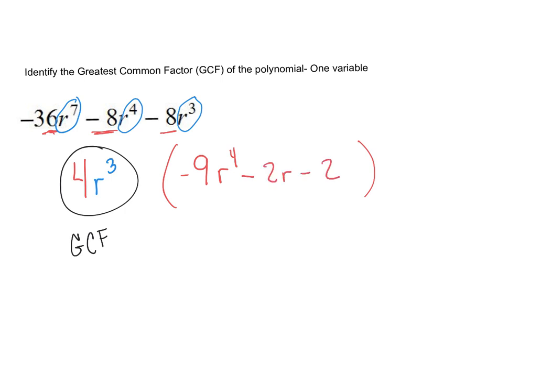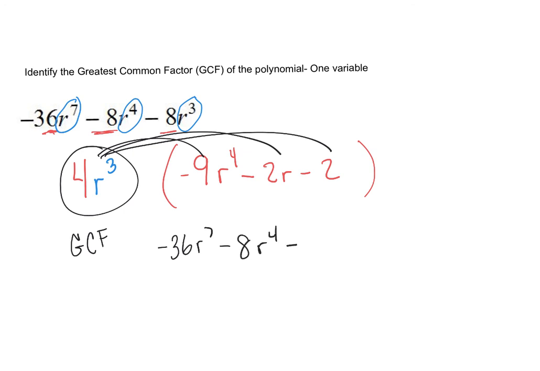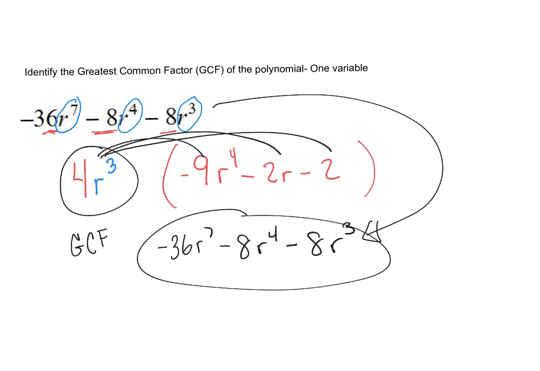minus 2. So I can make sure that I did this correct by actually multiplying now. I could do the reverse, what we were doing before, and I can distribute this 4r to the third to see if I did it correctly. And if I end up with the same thing, then I know I did it correctly. So I end up with my original polynomial. So this is my check to see that I actually factored out correctly.